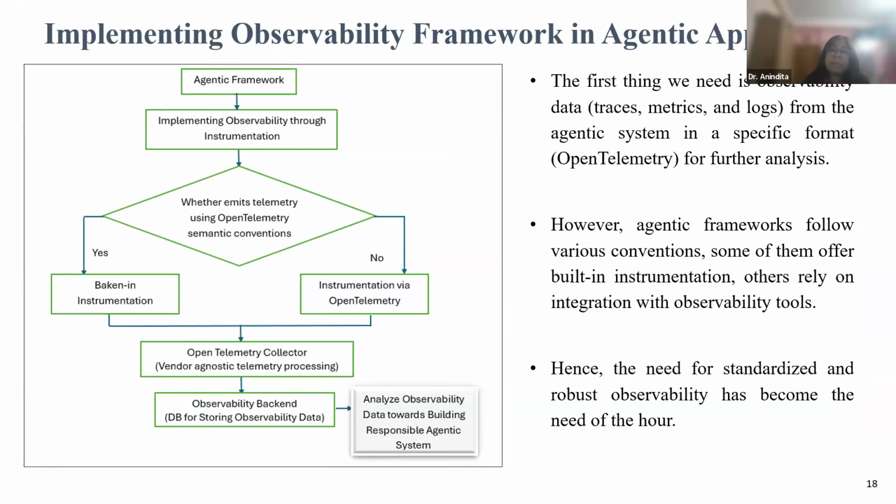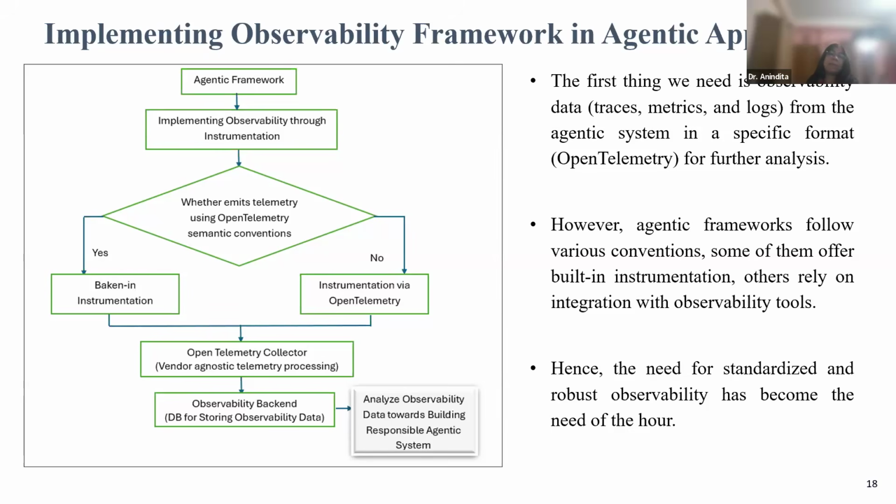Implementing an observability framework in the agentic system. So how to implement the observability framework in the agentic application? This flowchart basically shows the same. In the agentic framework, first we implement observability through instrumentation. When we are talking about implementing observability through instrumentation, we should check whether it emits telemetry data using OpenTelemetry semantic conventions or not. If it is doing so, then instrumentation is already baked in, and we need not worry about it. And if it is not, then instrumentation via OpenTelemetry.